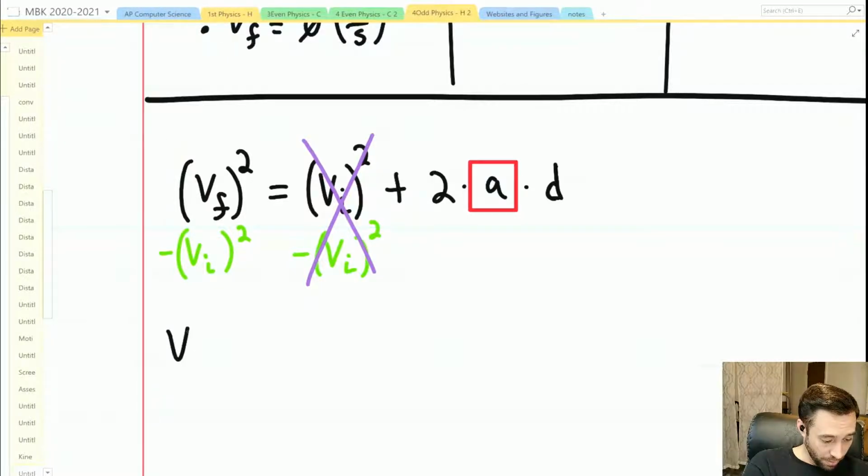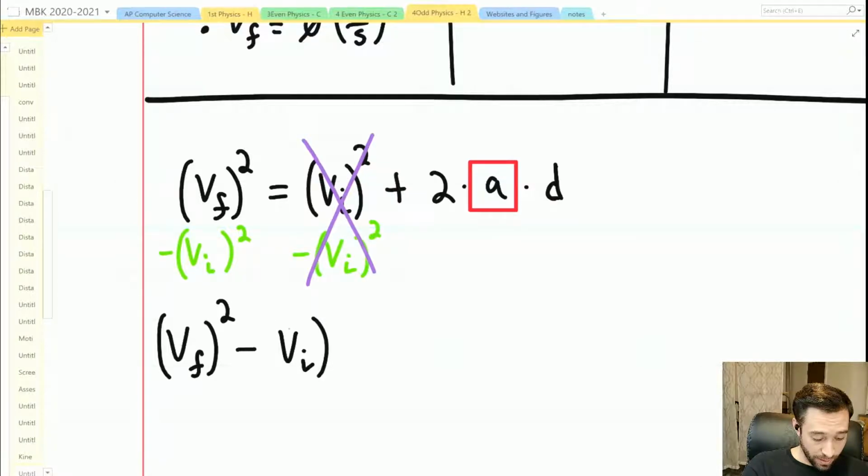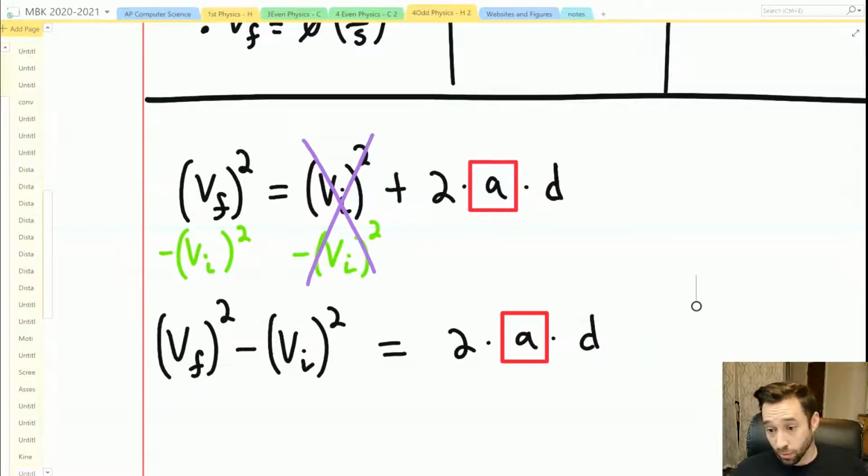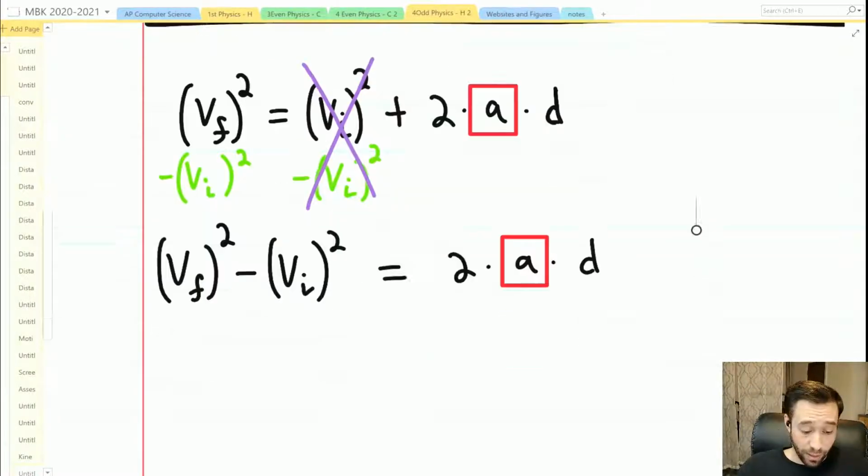So I'm going to have v sub f squared minus v sub i squared equals a positive 2 times my acceleration times my displacement. And what I like to do is keep the variable that I'm solving for in a red box, or just keep it boxed. That way I don't lose track.